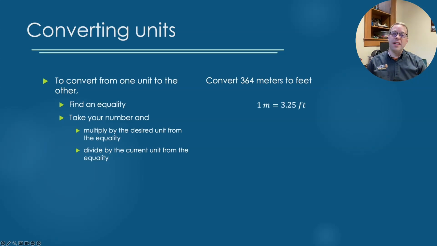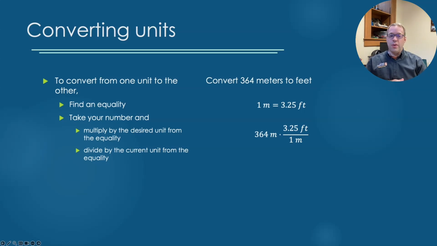First thing we need to do is find an equality. How do we relate meters to feet? Well, it turns out that 1 meter is the same distance as 3.25 feet. It's a little rounded, but it's close enough for what we need. 1 meter is 3.25 feet. Now that we have our equality, let's convert the unit. We're going to take our number, 364 meters, multiply it by the part of the equality with the unit we want, 3.25 feet, divide by the current unit, part of the equality with our current unit, 1 meter.